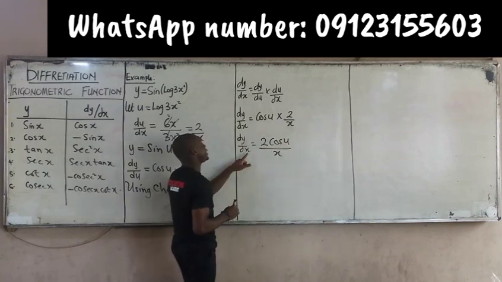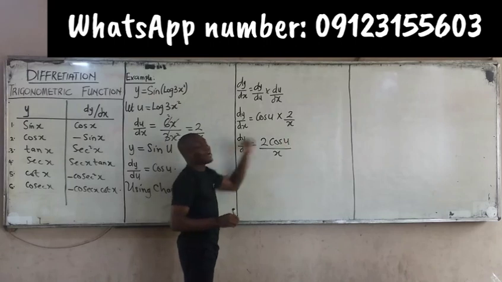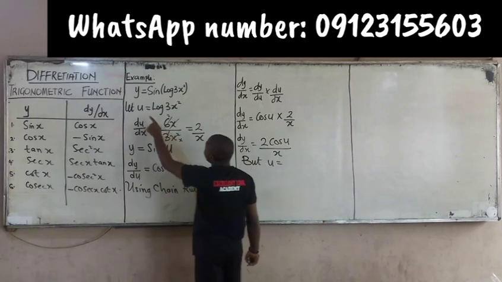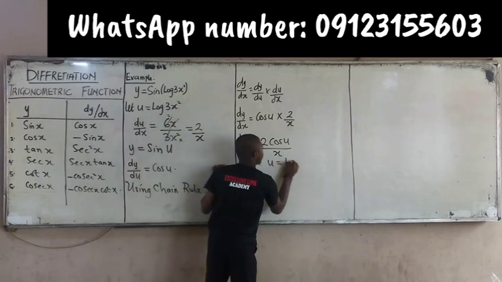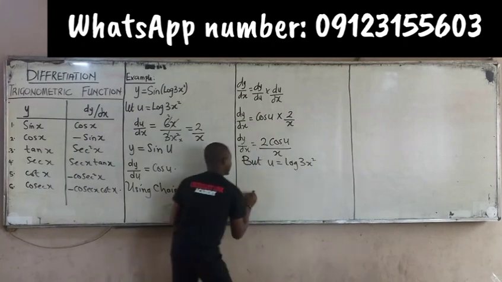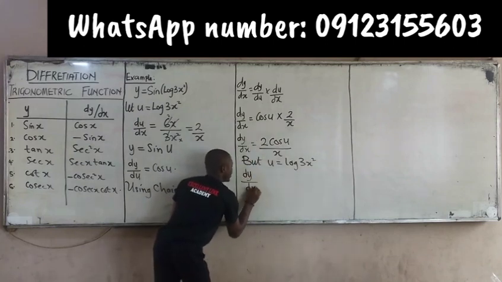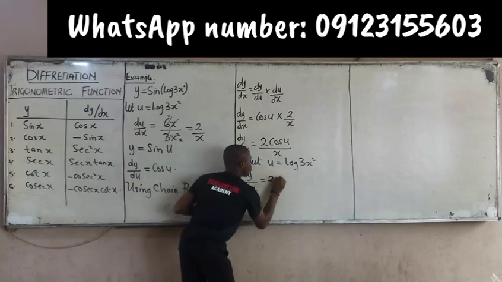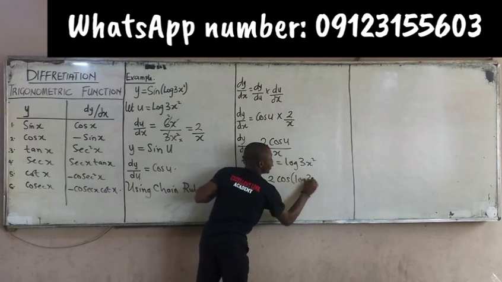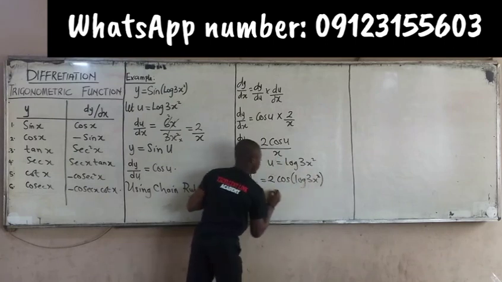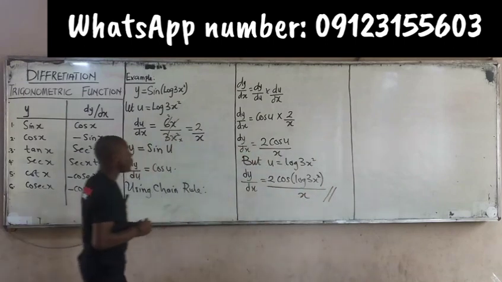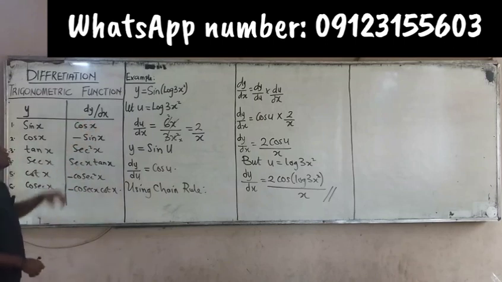I can express x in terms of u, so take u back to x. But we said u from the question was log 3x squared. So if I put u here, I'll have that dy over dx is equal to 2 cos of log 3x squared, all over x, as my final answer after solving this problem.